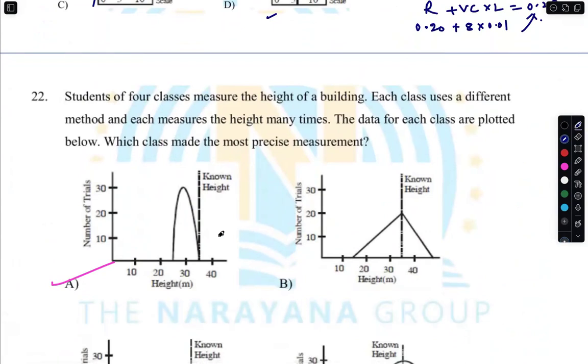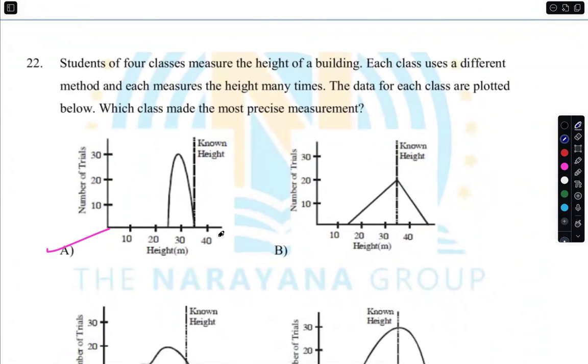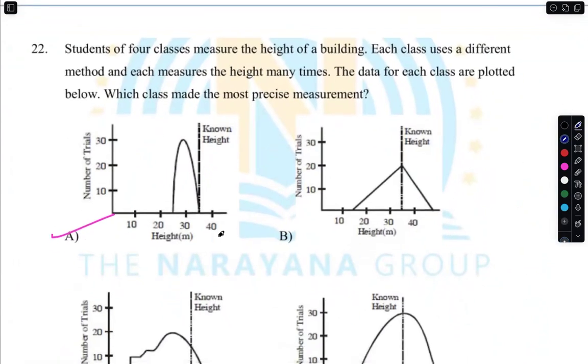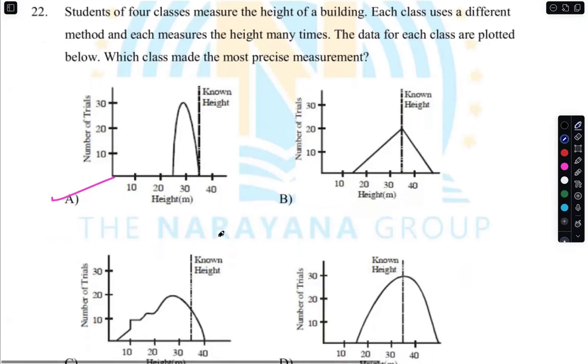Next, 22. Students of 4 classes measure the height of the building. Each class uses a different method and each measures the height many times. Number of times measuring. Class A, for example, measures with method A, B follows B method, C follows C method, D follows D method. They're asking about precise measurement. So how close one reading is to the other?